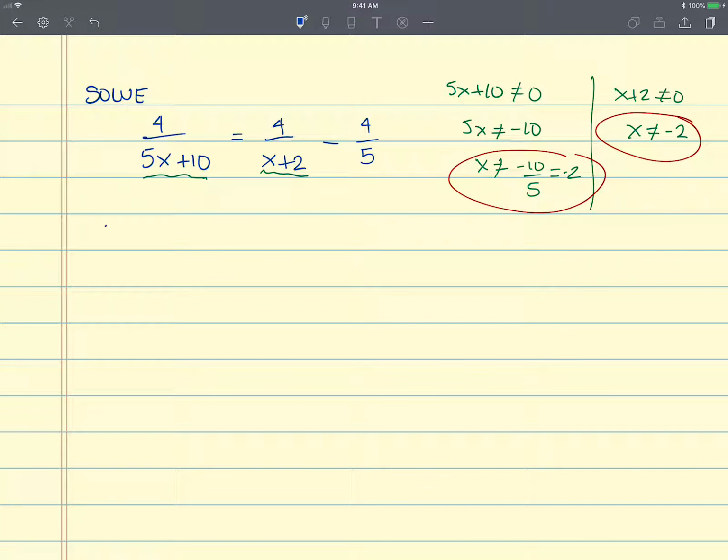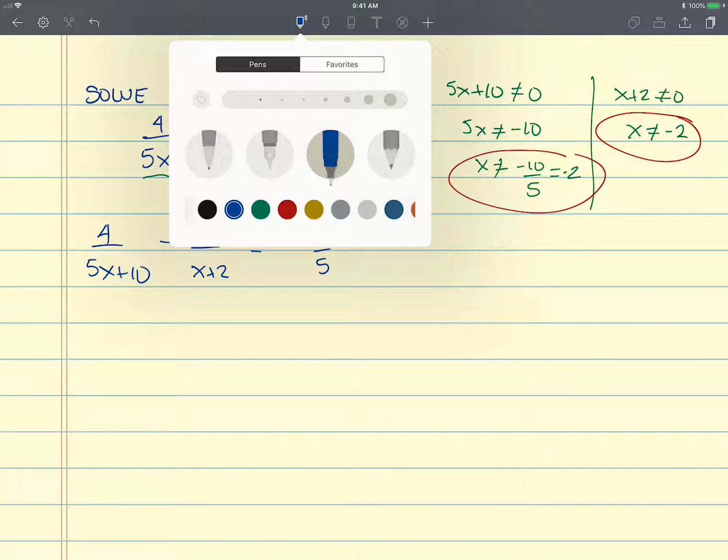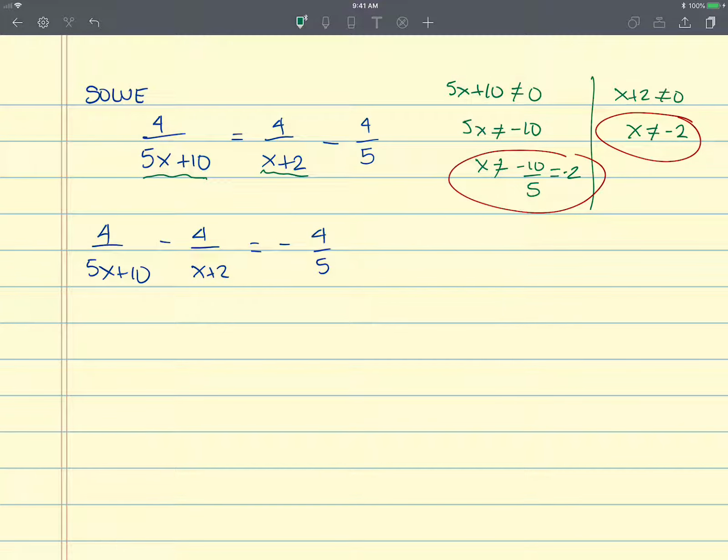So now I'm going to move this term over here and put it equal to negative 4/5. I'm just doing that to have the x terms on one side and the constants on the other. Now I need to combine the first two terms, and like I said, my common denominator is going to be 5x plus 10 times x plus 2, right? It's the lowest common denominator, since they have nothing in common.